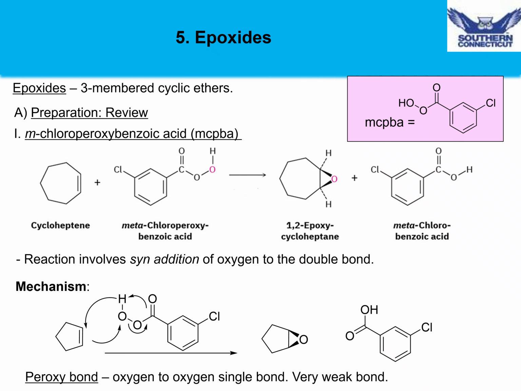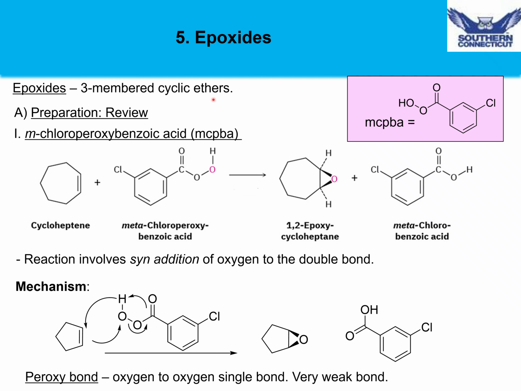Unlike most ethers, epoxides are a special member of the ether class, which is extremely reactive. Before we get into the reactions of epoxides, let's cover how epoxides are made. Epoxides are three-member cyclic ethers, so they contain two carbons and an oxygen within a three-member ring.